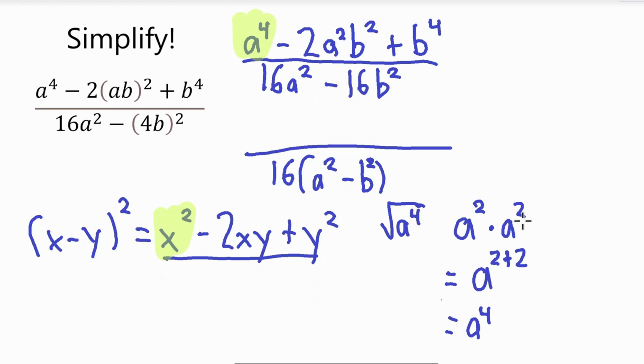You can see a squared times a squared is equal to a to the power of 4, which means the square root of a to the power of 4 is a squared, which means this a squared is equal to our x value, okay? So now let's look at our y. Well, looking at it, it seems like this y squared corresponds to the b to the power 4 in our equation. So just like how we did with a to the power 4, the square root of b to the power 4 is b squared. Okay? So our y value is b squared.